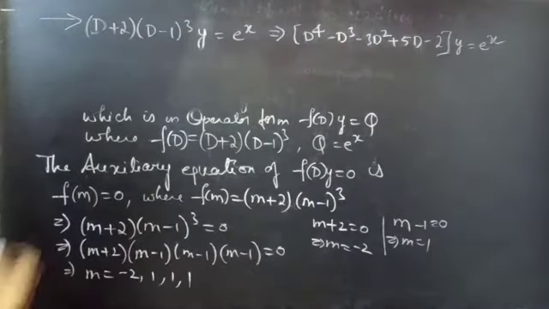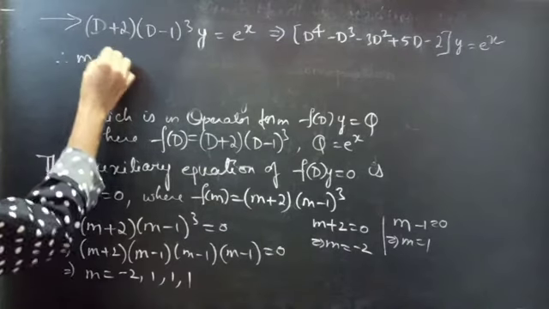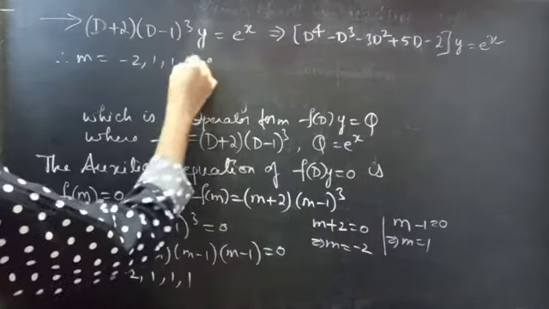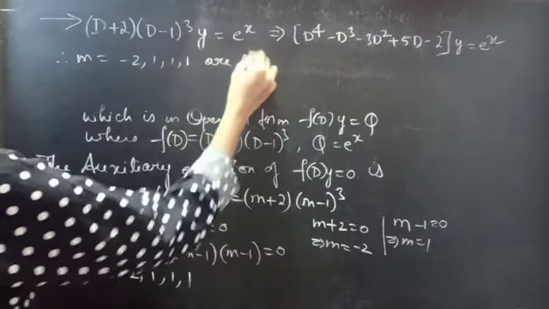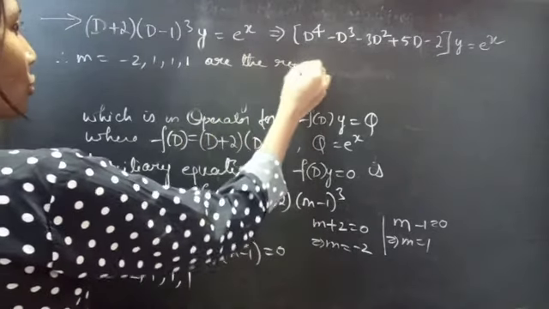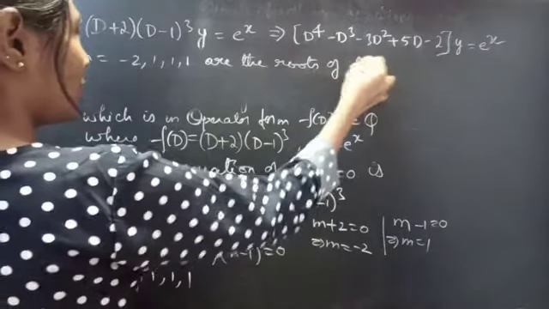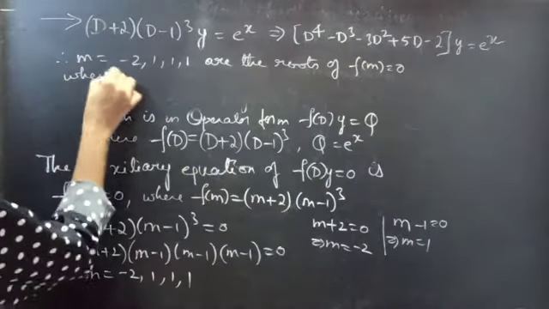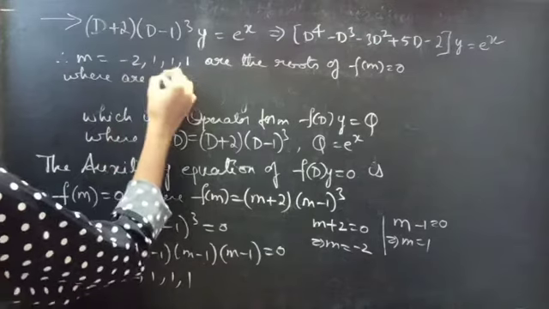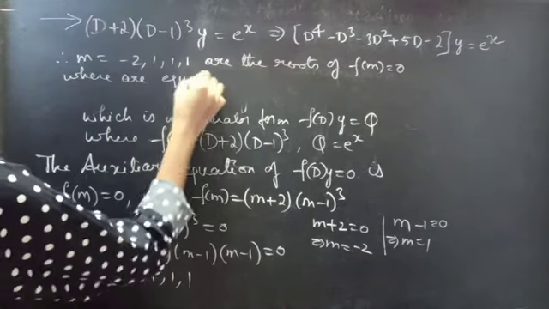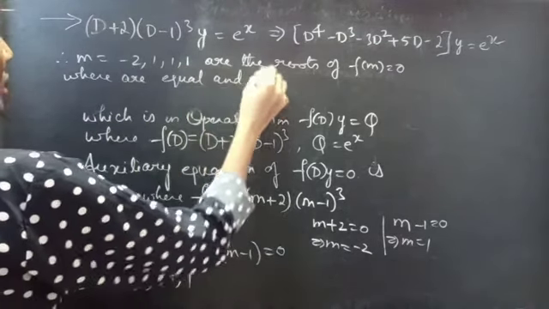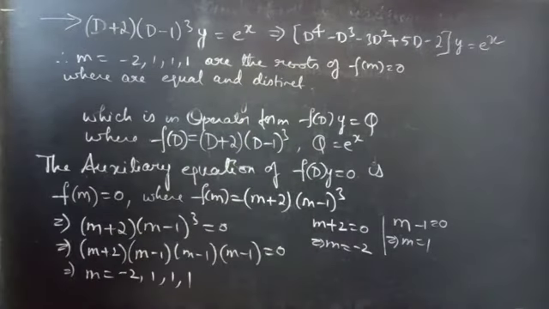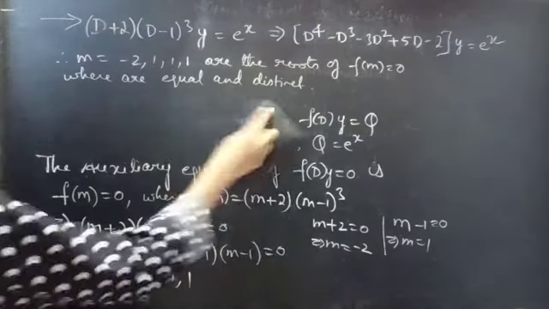Therefore, m equals to minus 2, 1, 1, 1 are the roots of f of m equals to 0, which are equal and distinct. That means 3 equal roots and 1 distinct root.